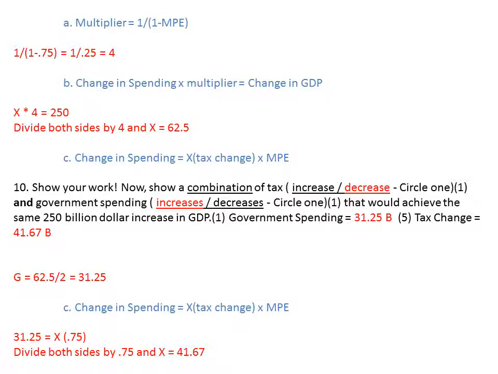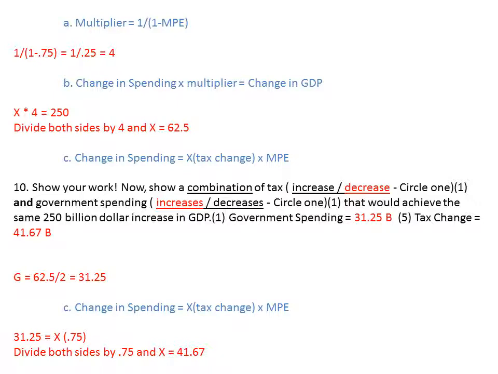Next, we go to 10 in the middle of the page, but we need to review that we use the information on 8 to come up with our multiplier. We use the information on 8 to come up with the size of the spending change we needed to create a GDP increase of $250 billion. And then we still have the tax change formula, C, that we're going to need for this last question. This last question is to do a combination of those two policies, so a tax decrease and government spending increase, that would achieve the same goal.